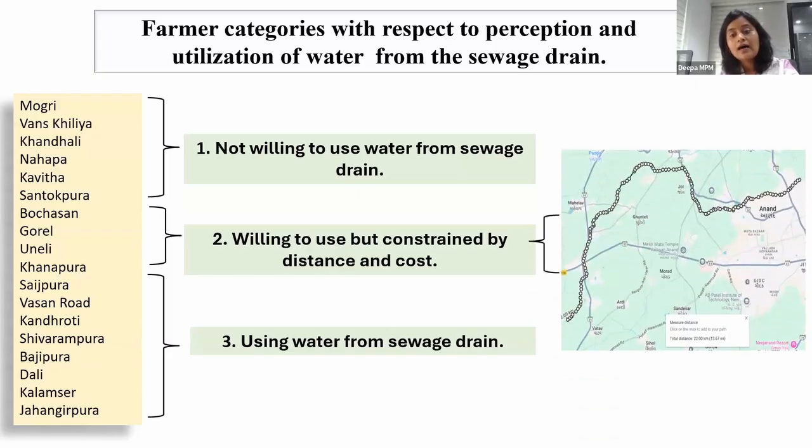Also, initially I did this exploration study in another drain for 22 kilometers, and I found the majority of farmers in this category there also. And coming to the third category, farmers who are using water from the sewage drain, we can call them downstream farmers. I found them in the stretch from Sejpur to Jahangirpuram.